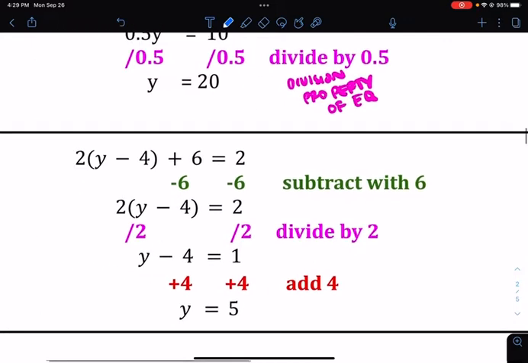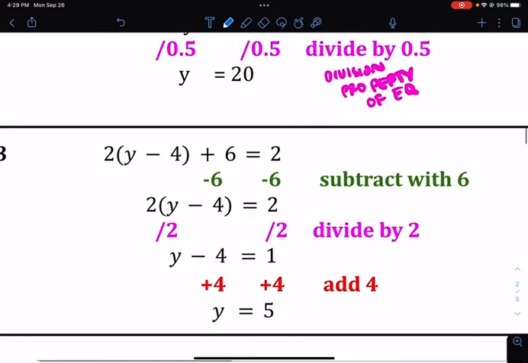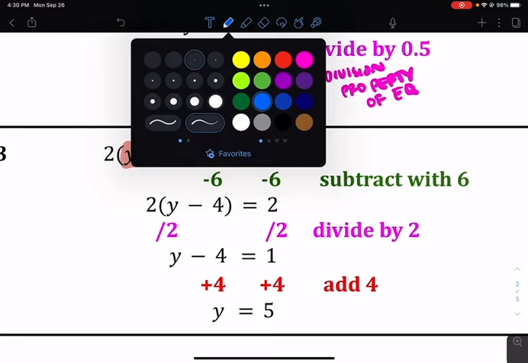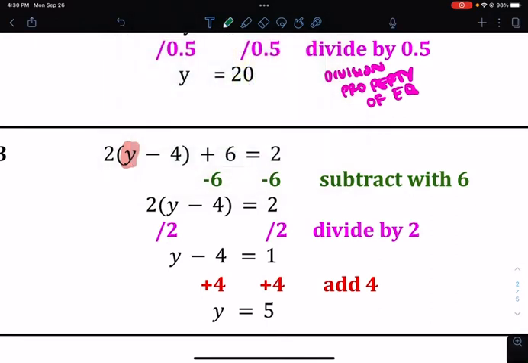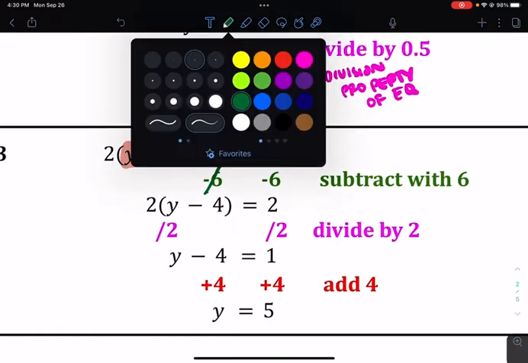Same with example 3. As you can see here, the y is inside the parentheses. So what I'm going to do is get rid of whatever is outside the parentheses. So we have the plus 6 here, so I'm going to subtract 6 on both sides. I can also divide by 2, but it's easier if I take out the ones that are not inside the parentheses. So 6 and 6 go bye-bye, right? And I still have the 2 outside the parentheses.